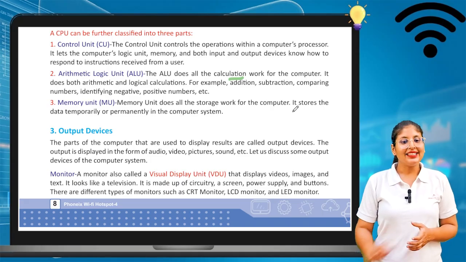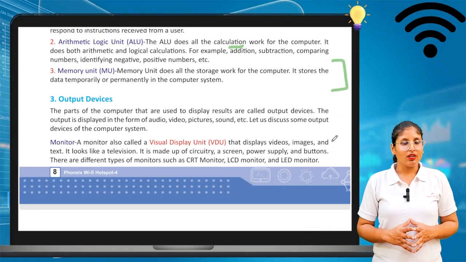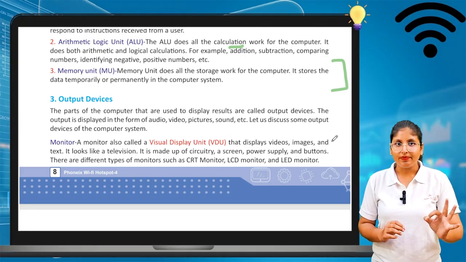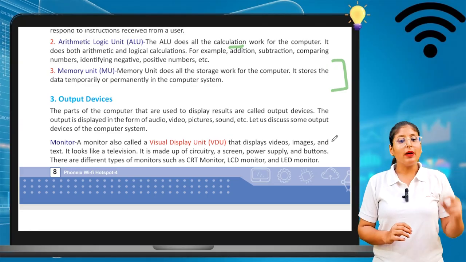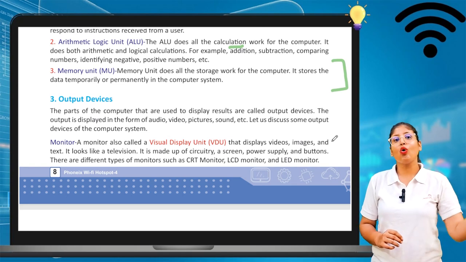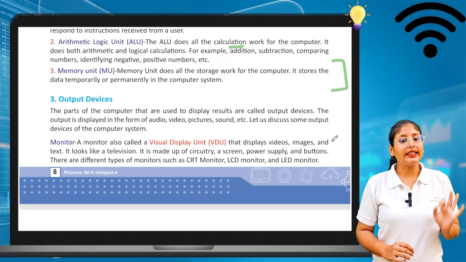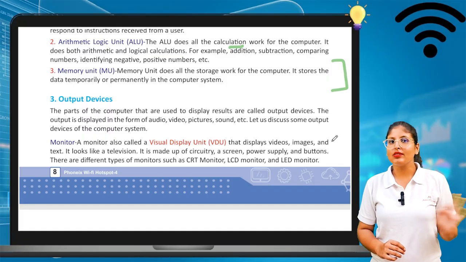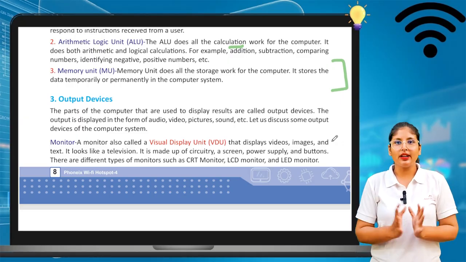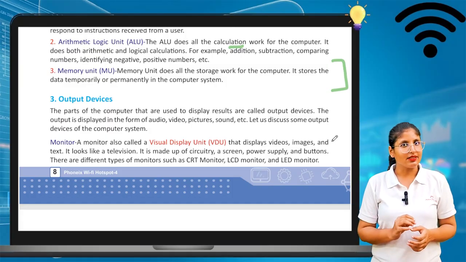Now third is the memory unit, that is MU. The memory unit does all the storage work for the computer. In the memory unit, all the storage is kept. It stores the data temporarily or permanently in the computer system. So these are the processing devices.